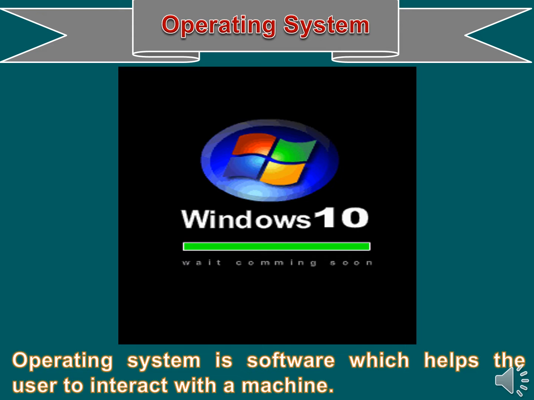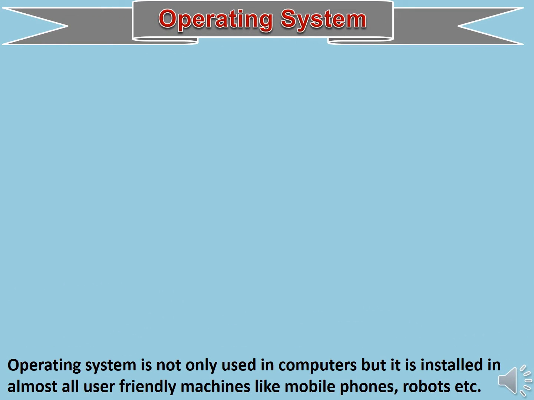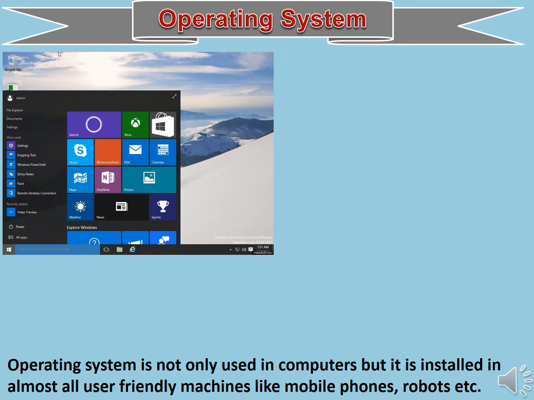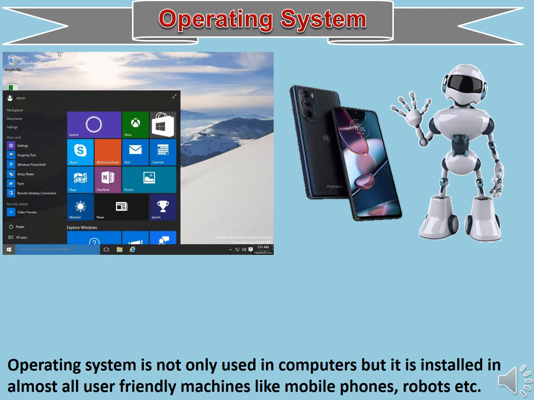Operating system is software which helps the user to interact with the machine. Operating system is not only used in computers, but it is installed in almost all user-friendly machines, like mobile phones, robots, etc.